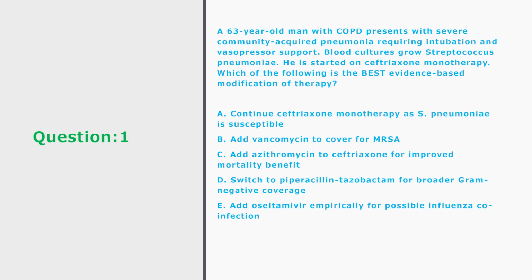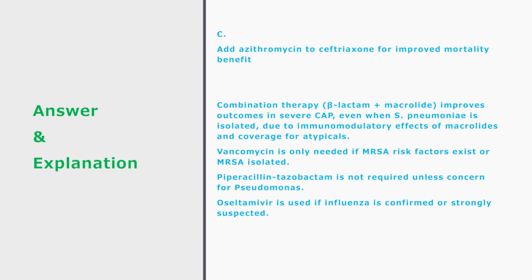A. Continue ceftriaxone monotherapy as Streptococcus pneumoniae is susceptible. B. Add vancomycin to cover for MRSA. C. Add azithromycin to ceftriaxone for improved mortality benefit. D. Switch to piperacillin-tazobactam for broader gram-negative coverage. E. Add oseltamivir empirically for possible influenza co-infection. Correct answer is C. Add azithromycin to ceftriaxone for improved mortality benefit.